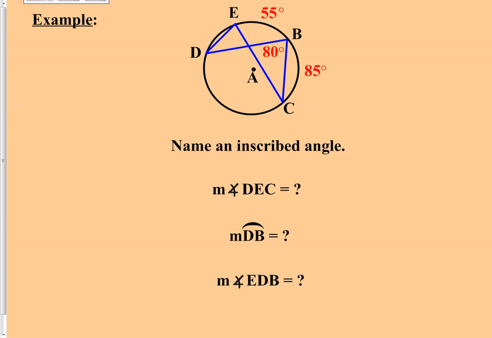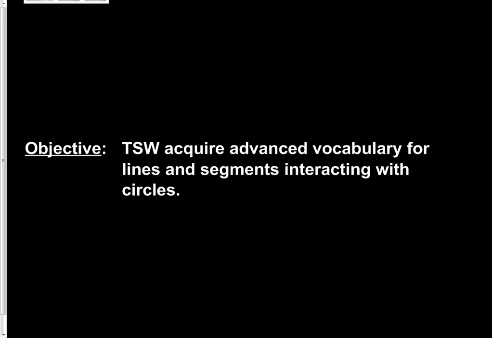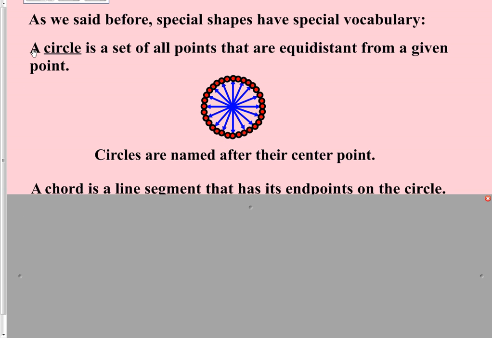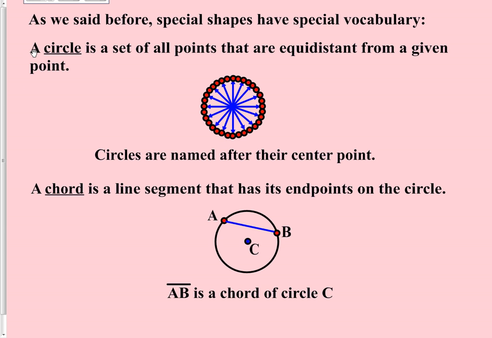Okay. The rest of this was looking at some examples, and then the next day we brought the rest of the truckload of vocabulary into the discussion. We already had a definition for circles, but here comes some other stuff. A chord is a line segment that has its endpoints on the circle. It does not have to do anything other than have its endpoints on the circle. It does not have to hit the center point.